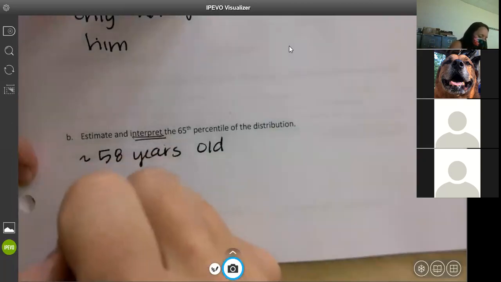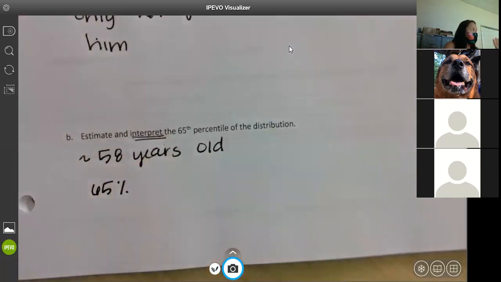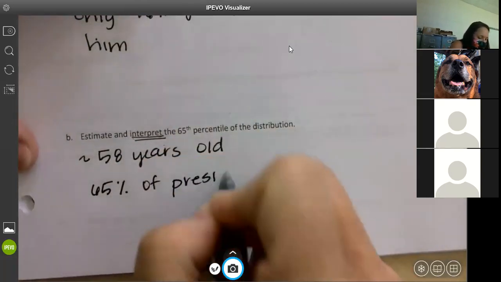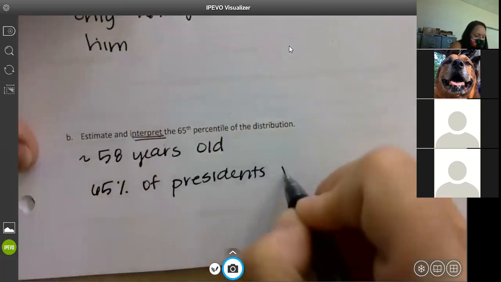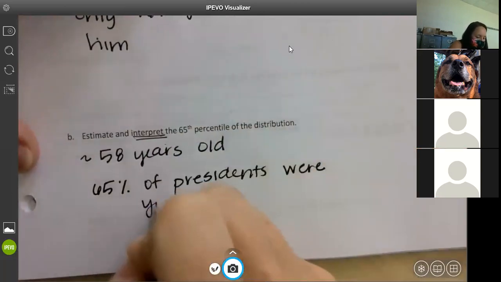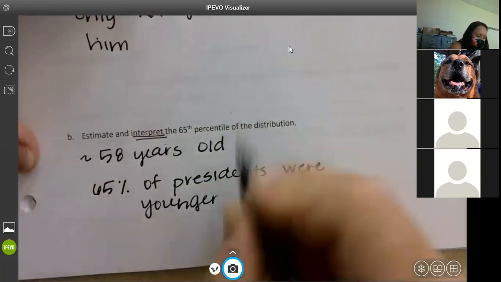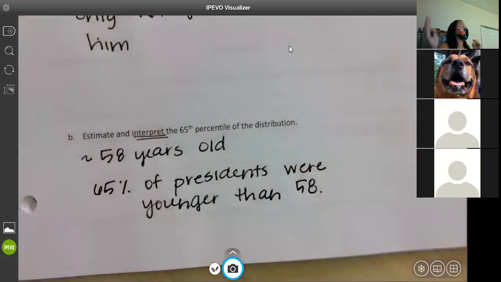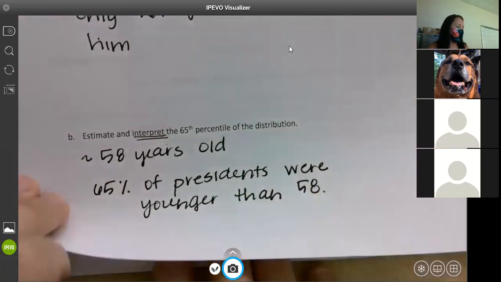So here's how you actually want to write it. What you said is not incorrect, okay? It is not incorrect. 65% of presidents were younger than 58. Because remember, our percentiles are always going to be that and below. Again, what you said is not wrong. This is just in percentile form. Okay. Everybody okay?